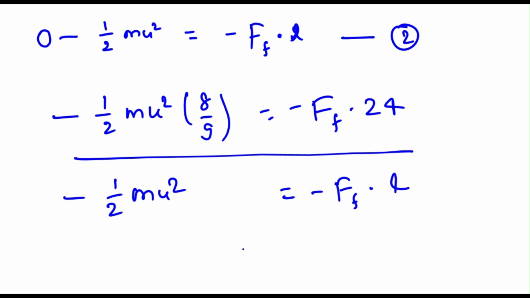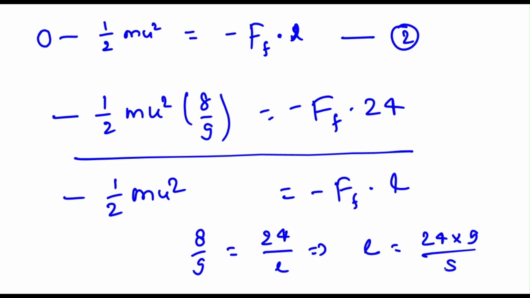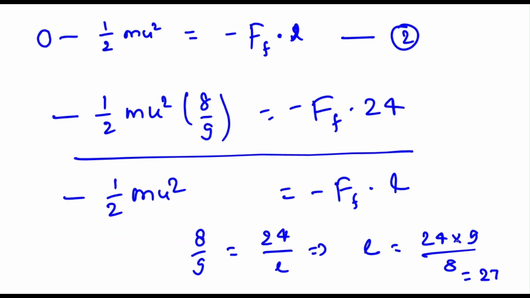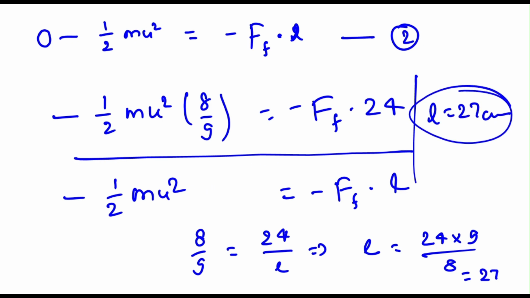So now this is pretty simple. You have here 8 by 9 equals 24 by L, and from here you can get L equals 24 times 9 divided by 8, which will ultimately be 27. And look, we have chosen this length in centimeter, keeping all the things as they are. Now we have 27 units, that is, length is 27 centimeter. Okay. Now moving to the next question.